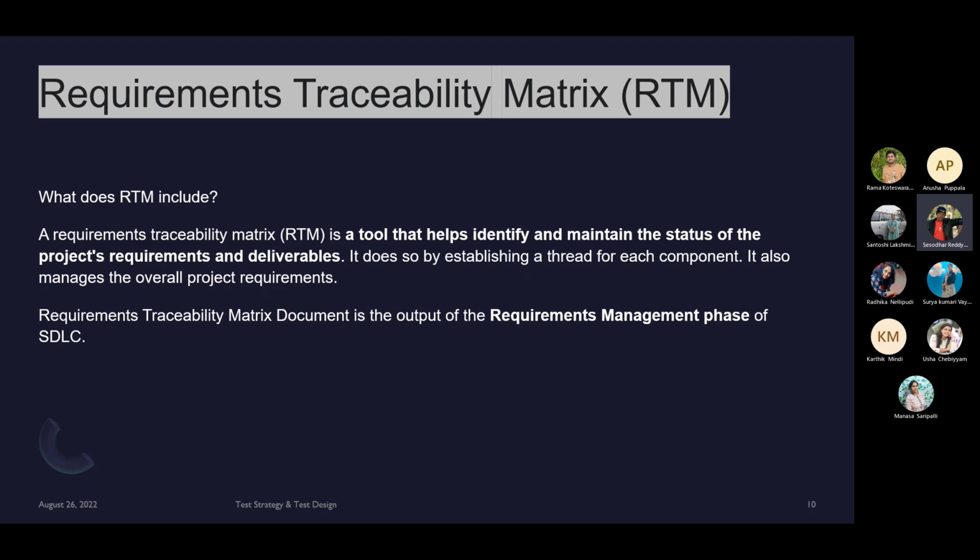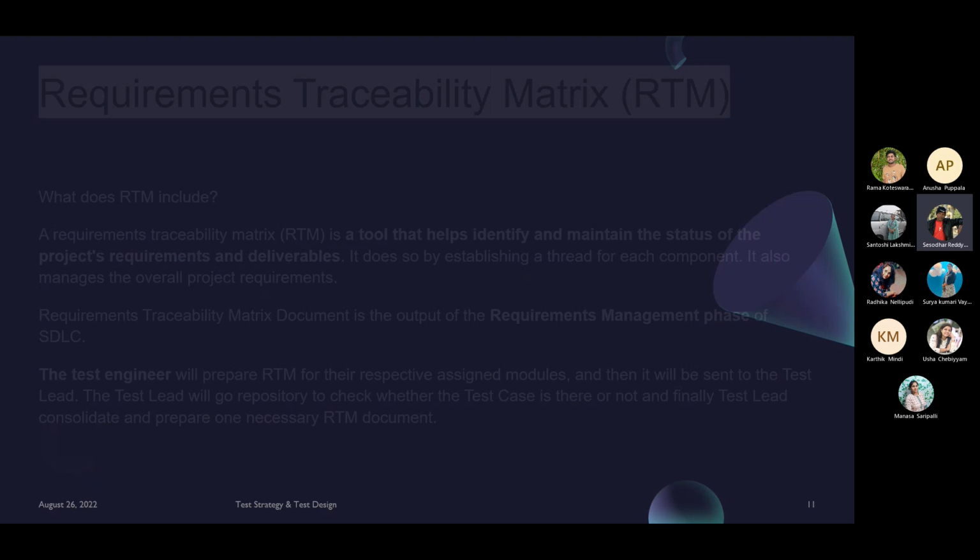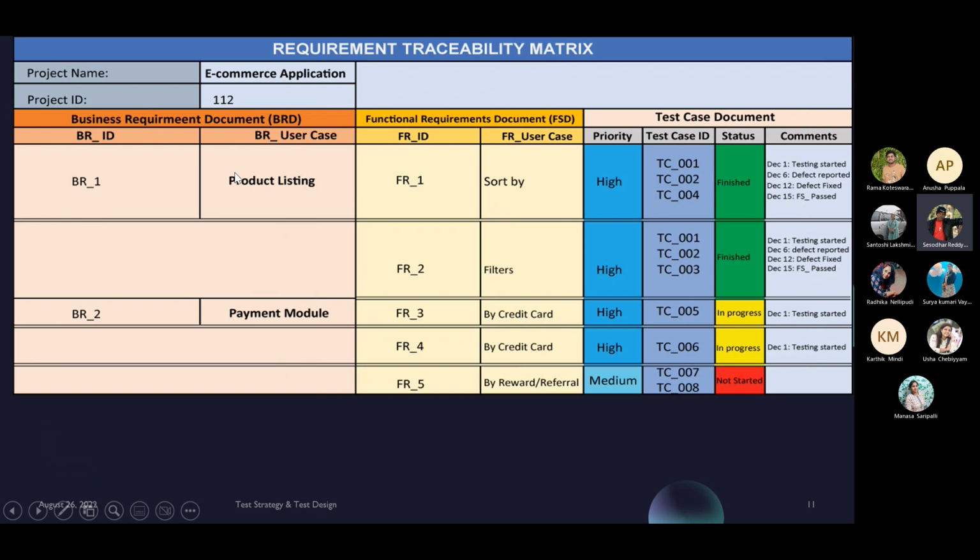Like, if I show you the requirement example, you can see it includes all the information for any product, like the BRD document, which is the business requirement document, where they give you a generalized idea of what exactly they are looking for. Like product listing is something they are looking for, and the second module is the payment module. Once the BRD is prepared, it goes to the functional requirement document, which the developers or the architect will use to develop what exactly needs to be included.